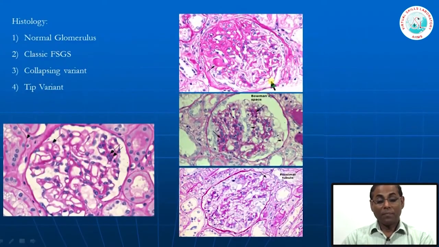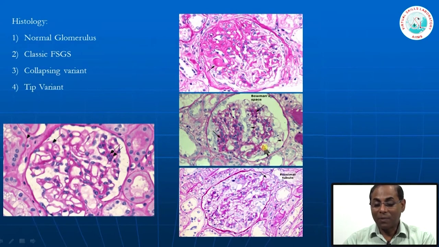So, this is the histology. This one I have shown you is the normal glomerulus, like the one which I showed you in minimal change disease, it is normal light microscopically. Here if you see the capillary loops, in this area the segment is totally sclerosed, and you can see that there is fusion of the loop with hyalinosis and fibrosis, and on the other side it is totally normal. And so, this is a typical segmental sclerosis.